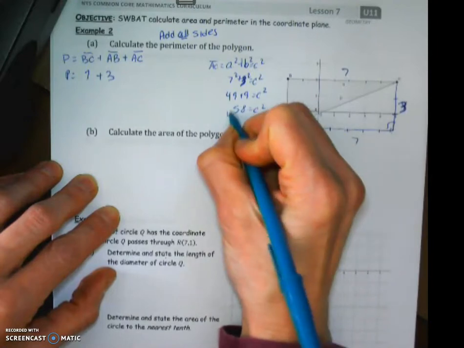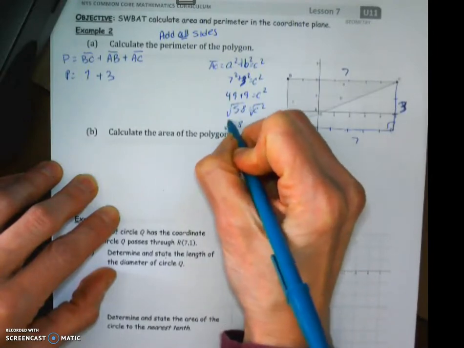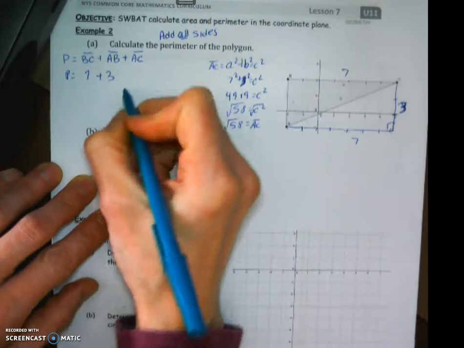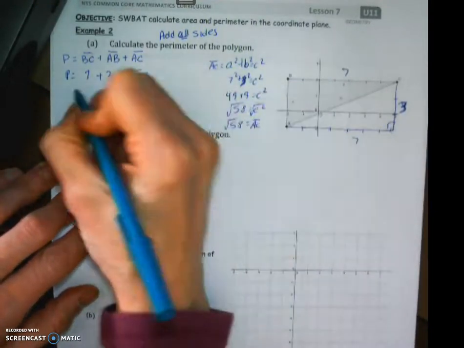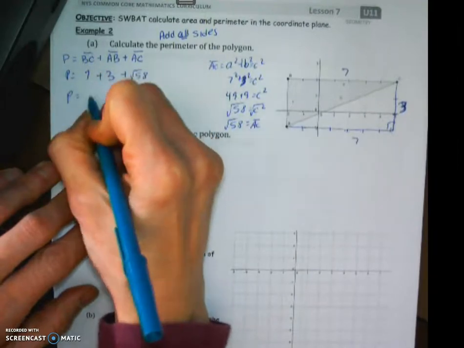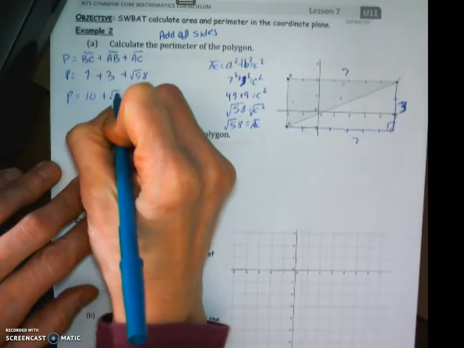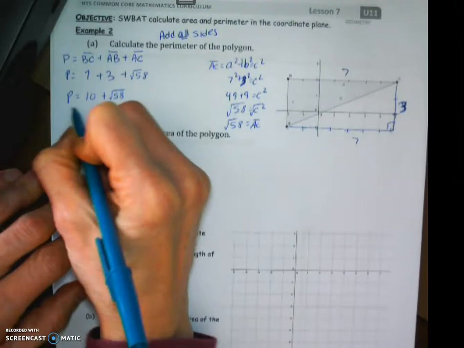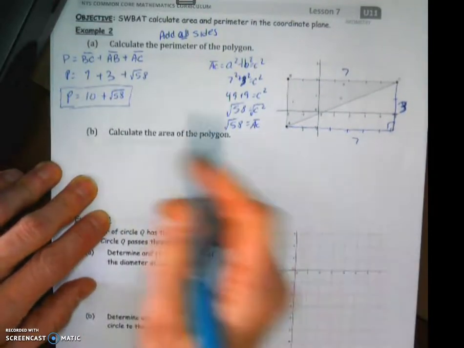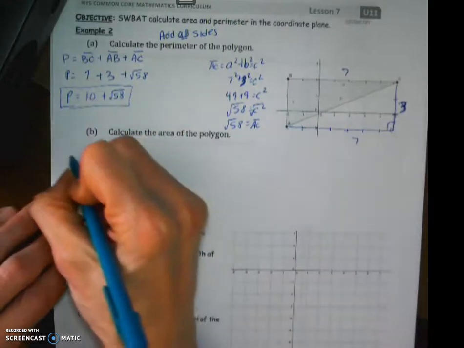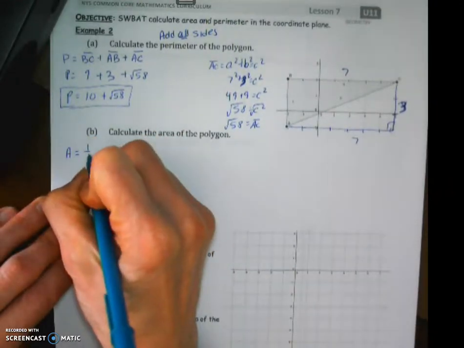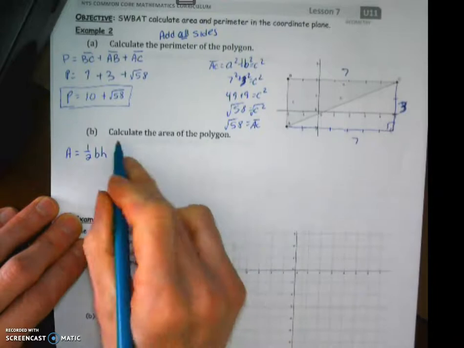And the opposite of squaring is square rooting. So the square root of 58 is the length of AC. And it doesn't say to round, so I can just add like terms, which is 7 plus 3, and I can leave this as 10 plus the square root of 58. If you'd like to put it in your calculator and round to the nearest whatever decimal, just make sure you're rounding correctly.